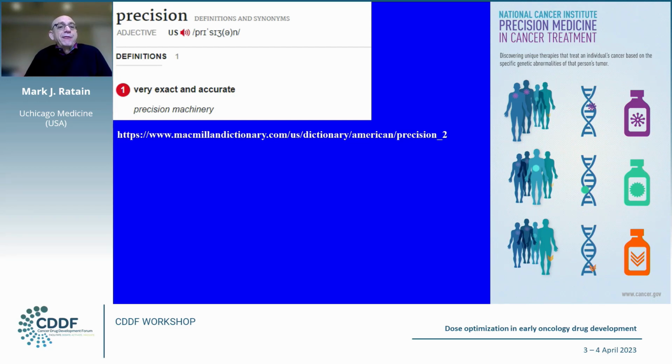Yet when you look up the definition of precision, and I apologize, this is a US definition, I'm presuming that the same definition applies throughout Europe as well. When precision is used as an adjective, as in precision medicine, it's supposed to mean very exact and accurate. And I disagree that when we use the word precision in oncology, that always implies accuracy. In fact, let me show you an example where it does not.